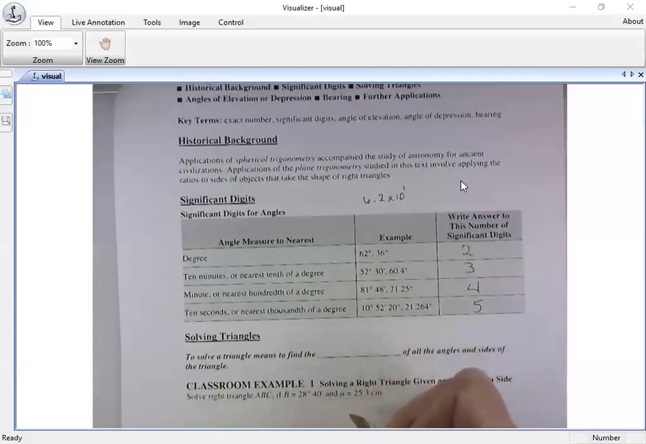Does that make sense? So if we're trying to solve for missing parts of a triangle, we'll pay attention to significant digits so we know how to round. And if you have questions, you can ask and we'll practice. And it's not a huge emphasis in this course, but as I said, particularly in science classes, that's emphasized.